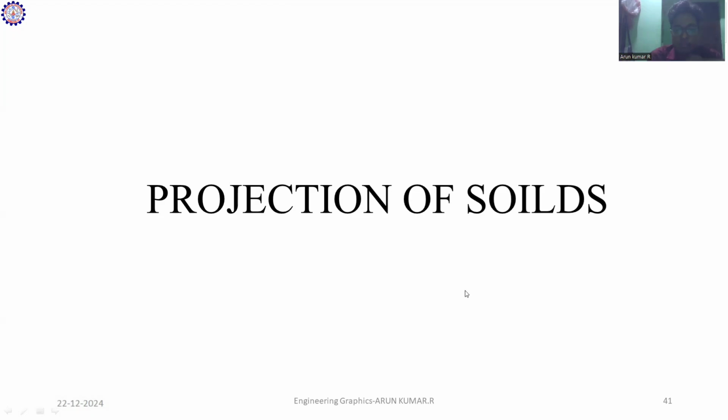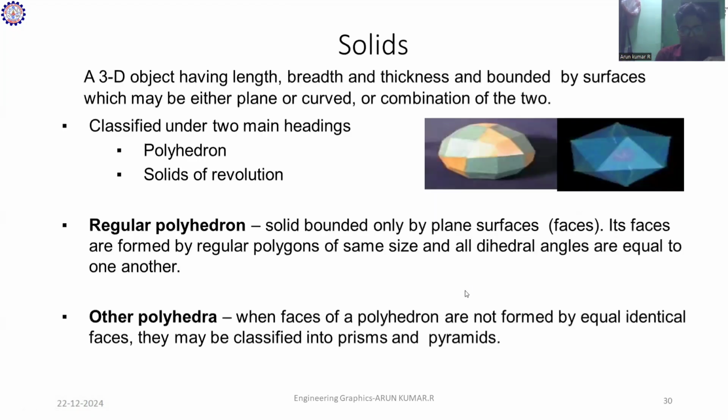So let's move on to the topic and discuss the different types. First of all, what is a solid? A solid is a three-dimensional object having length, breadth, and thickness, bounded by surfaces which may be either plane or curved. It is a combination of the two.